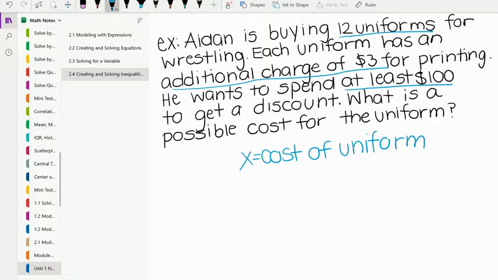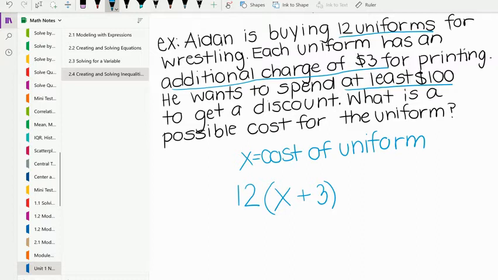We're going to think of it from the uniform standpoint. We have a uniform that we don't know the cost of, so that's the cost of the uniform. Each of those uniforms we have to add $3 to. Now, each uniform plus the $3, there are 12 of those. So that's how you're going to set it up.